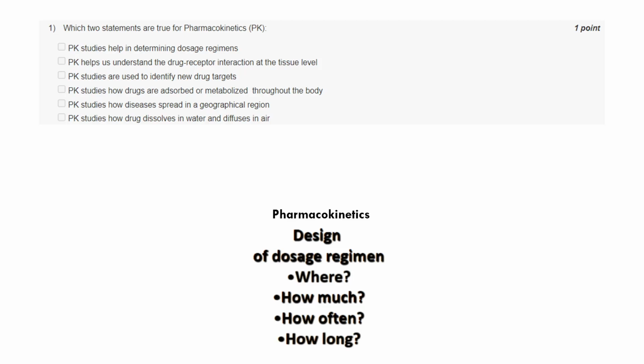So pharmacokinetics, if you have gone through the videos, you might have seen the slide where it is essentially a study of designing a dosage regimen, where we are discussing where we want to give that dose, that is the targeted delivery, how much of the drug we want, how often we want to continue it, whether for a month, a year, or 5 years, and how long we want to keep on giving, like once daily, once a week, once a month, and so on. So the right answer is two options: pharmacokinetic studies help in determining dosage regimens, and they study how drugs are absorbed or metabolized throughout the body. Any of you have any confusions in the rest of the options?